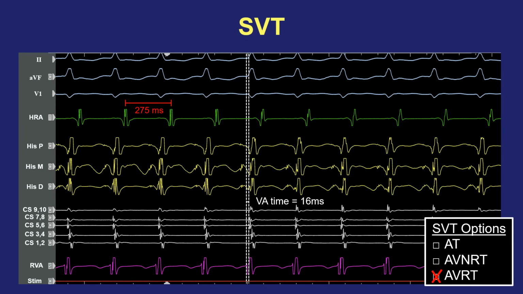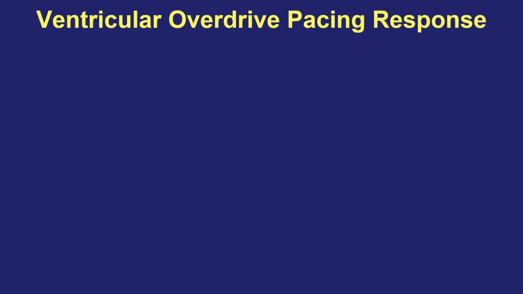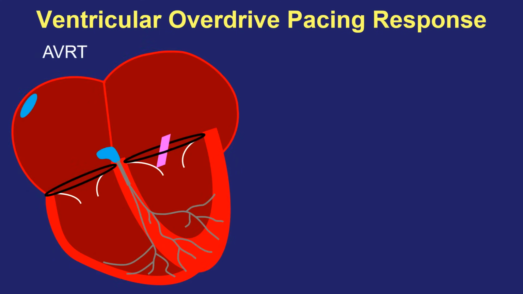One of the most powerful things that we can do in manipulating an SVT is to do ventricular overdrive pacing. Pacing in the ventricle a little bit faster than the tachycardia, only a little bit, so that we don't terminate it, but we take over the tachycardia, we stop pacing, and we see what happens. And let me show you why this maneuver is so powerful and helpful in the various types of tachycardias to rule in or rule out a certain diagnosis.